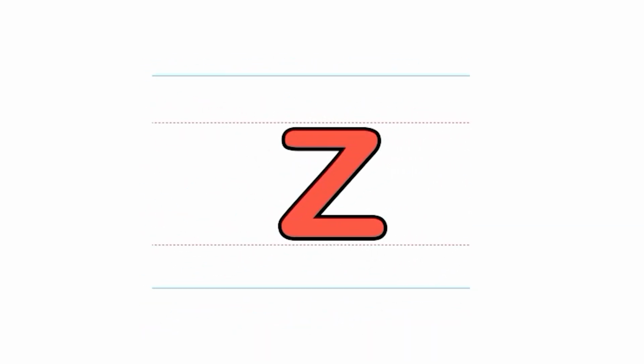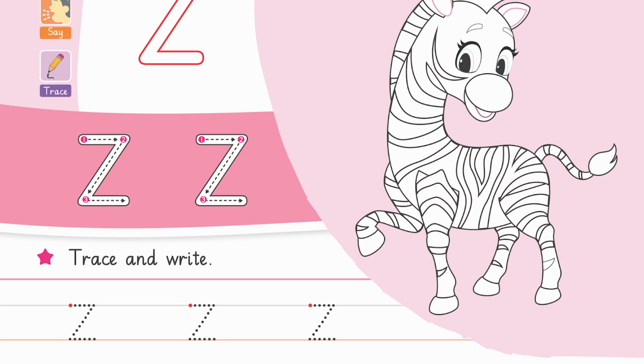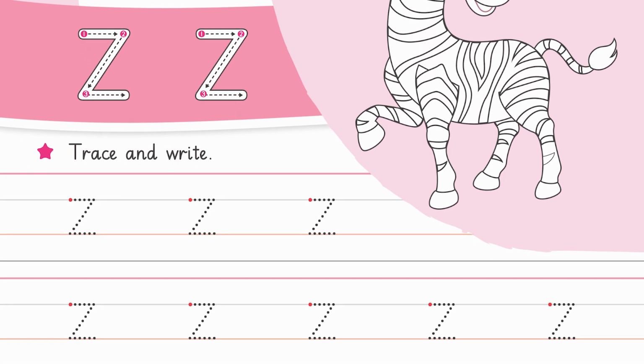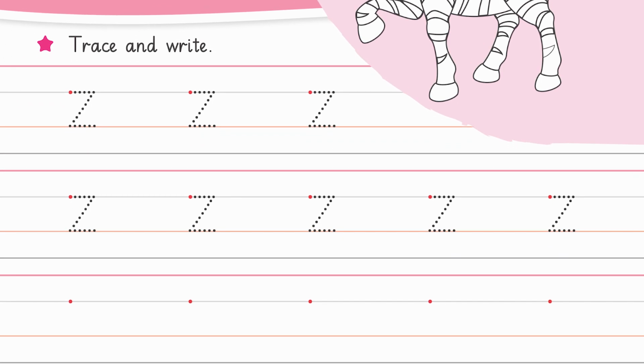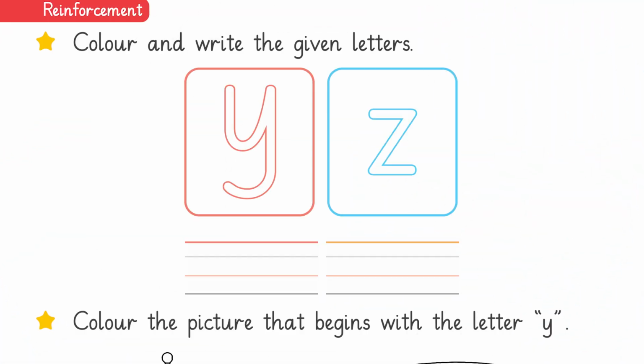And this way you are going to trace these letter Z's and do the writing practice of letter Z over here in these lines as well. And don't forget that letter Z is a grass letter. Moving on, there are some reinforcement pages with letter Z as well. Color and write the given letters.